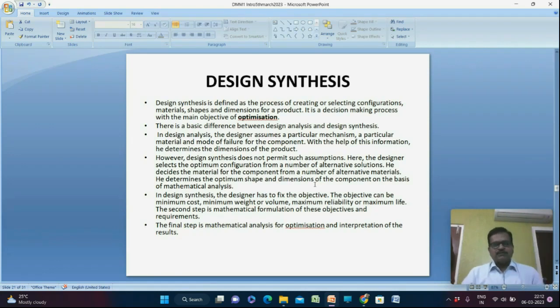In design synthesis, the designer has to fix the objective. The objective can be minimum cost, minimum weight, or minimum volume, maximum reliability, or maximum life. The second step is the mathematical formulation of these objectives and requirements. And the final step is mathematical analysis of optimization and interpretation of the results.